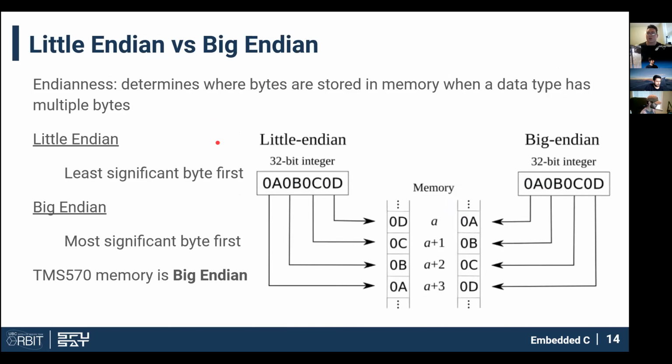So before we finish off talking about memory, I want to talk about the difference between Little Endian and Big Endian memory. First off, what does Endian mean? Endianness determines where bytes are stored in memory for data types that have multiple bytes in them. Imagine in memory, as I show in a little diagram here, at index 0 you have some byte, let's say 0A. Index 1, you have 0B, 0C, 0D.